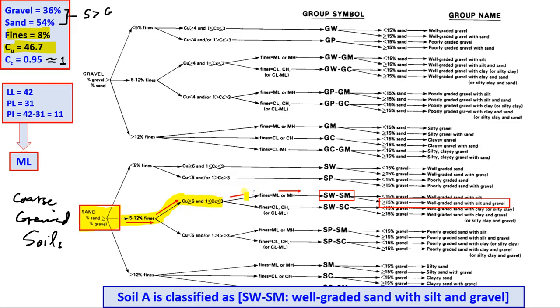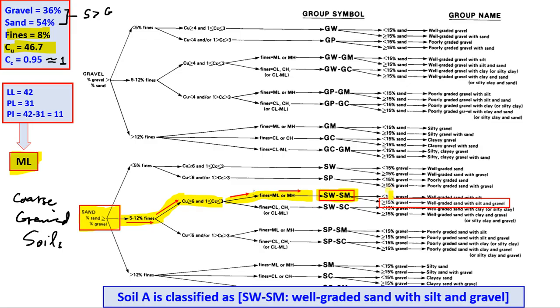Now there are two paths. One is ML and MH, and the second one is CL and CH. But in our case, when we saw on the plasticity chart, it was plotting below the A-line. So the fines are actually silts of low plasticity. So we are going to go like this. So this is actually a dual classification, SW-SM.